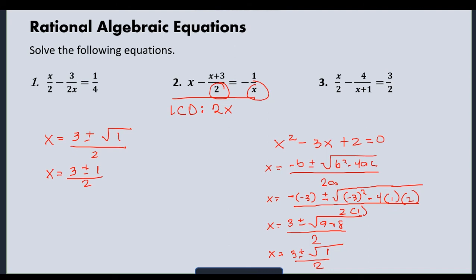Next, we have two equations since we have plus minus. So we're going to separate those. We're going to have x equals 3 plus 1 over 2, and the other is x equals 3 minus 1 over 2. Then x equals 3 plus 1 is 4 over 2, so x equals positive 2. The other one is x equals 3 minus 1 is 2 over 2, so x equals 1. So there you go. We have now solved our equation.